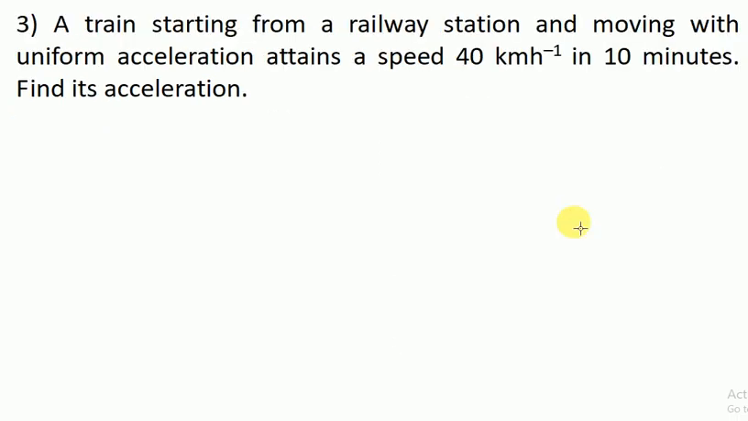A train starting from a railway station and moving with uniform acceleration attains a speed of 40 km per hour in 10 minutes. Find its acceleration. So as we know, the formula for acceleration is a equals v minus u by t. Okay, so the information which we need is velocity definitely, and we need time.